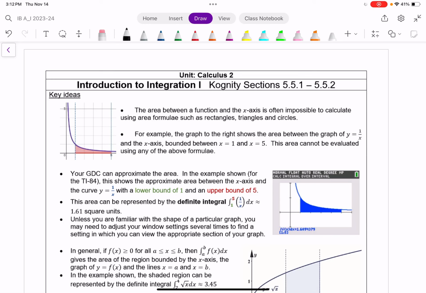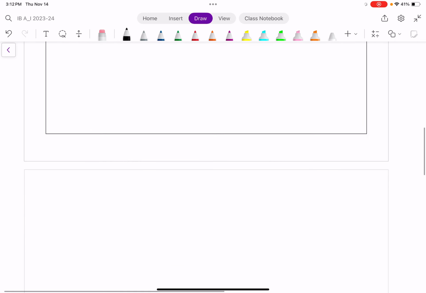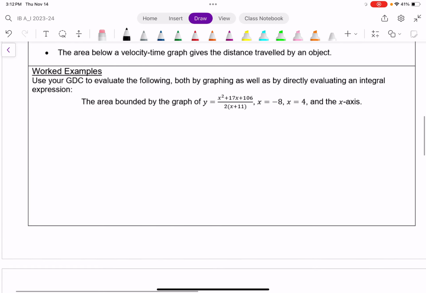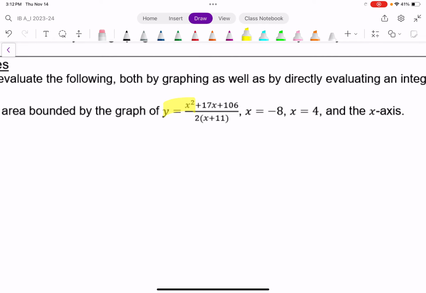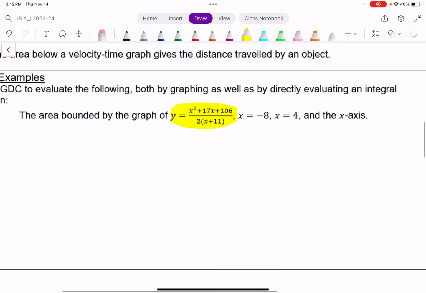All right, so introducing the basics of integration here with a focus on using our GDC a lot. Later on, we'll take more of an algebraic approach. And in essence, when we see an integral of something, we can imagine it representing the area between a curve and the x-axis. So I'm going to look at this example right here. I'll look at this function here, and I want to think about the area of this function bounded between x equals -8 and x equals 4.